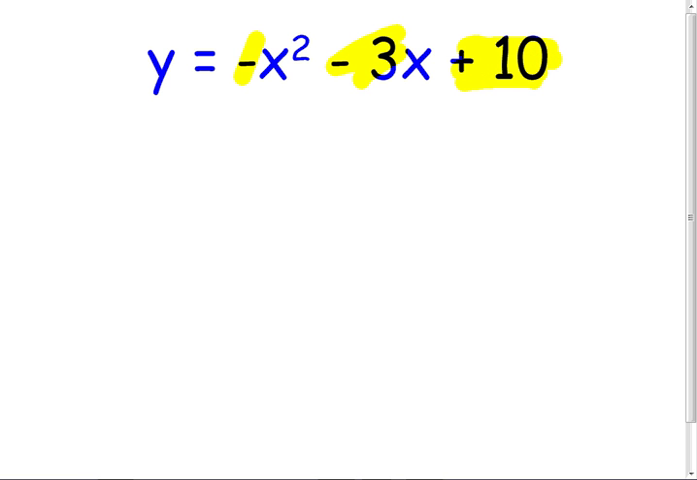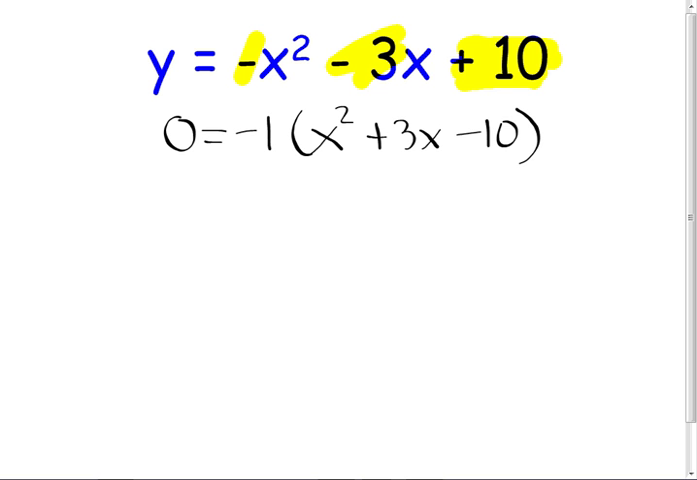So let's do it. 0 equals -1 times x squared plus 3x. How do you know if I did it right? Multiply it back out. Take the negatives through and double check your signs. Sign errors are the biggest problem. What goes here? And this is negative 10.